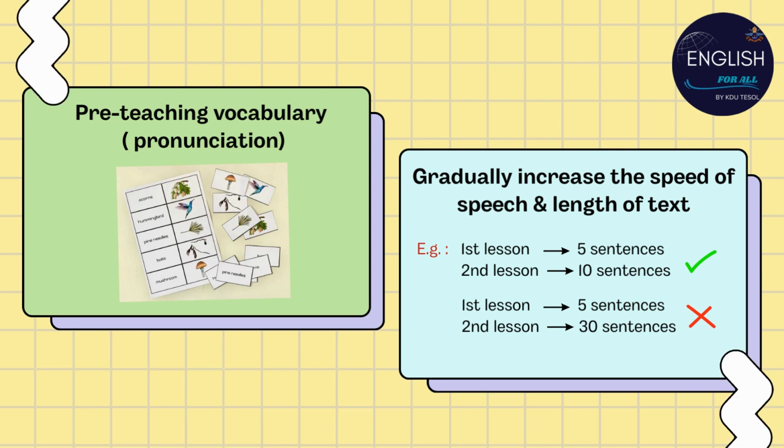Our next technique is gradually increase the speed of speech and length of text. So, in the initial lessons, you need to start with a slower speech rate. This allows learners to get comfortable with the content. As you move forward, gradually increase the speed of speech. Similarly, you can also begin with shorter listening texts like 5 sentences in the first lesson. Then, in the following lesson, expand to 10 sentences. This step-by-step approach allows learners to adapt and progress at their own pace.